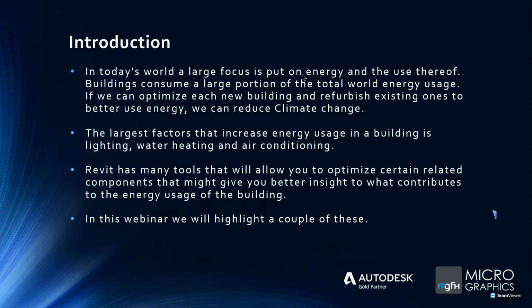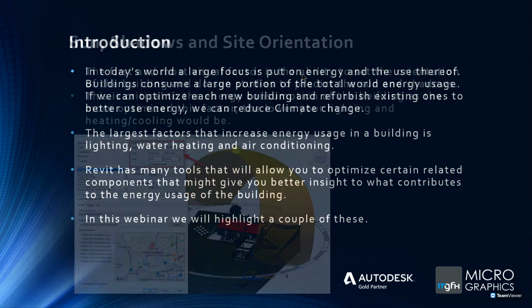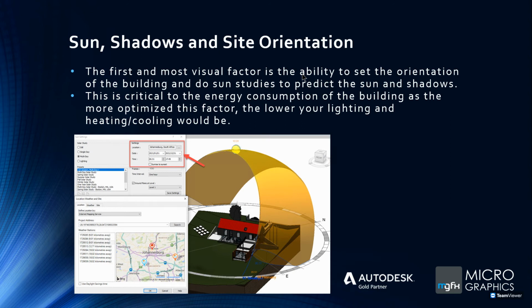Obviously, we're going to look at some of the tools within Revit and a little bit of the external tools. The first major one has been around and everybody knows of it. It allows you to set up the date, time, and place of your building. You can set up the orientation of the building, and with those set up, you can predict where the sun and the shadows would be at certain times of the day. With that, you can design your building to reduce the direct sun using shading devices on your facades, looking at the prevailing winds and designing natural ventilation through your building, and that sort of thing.